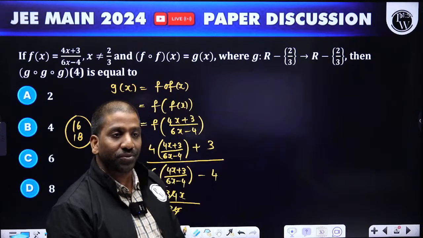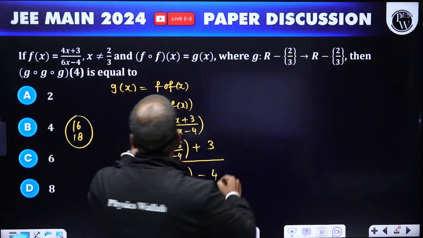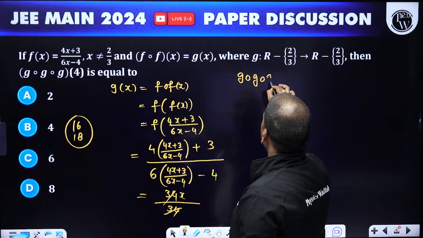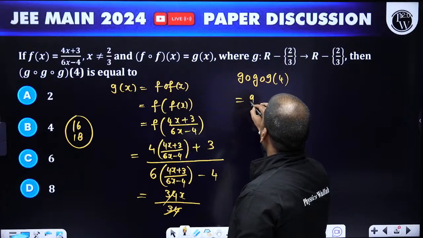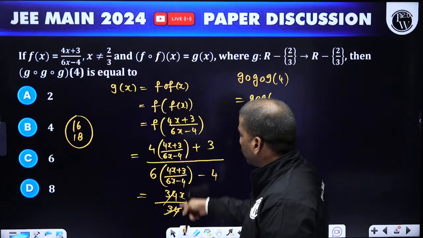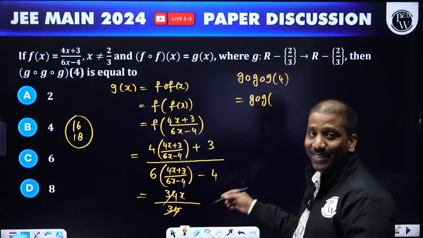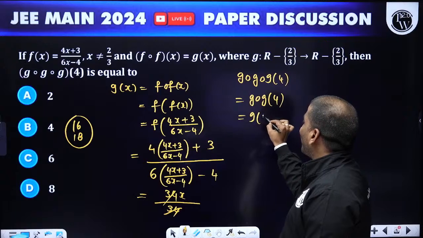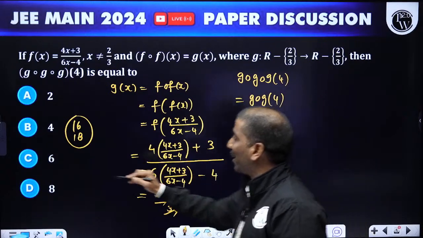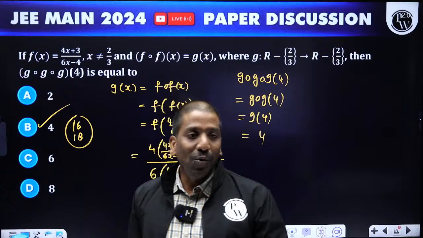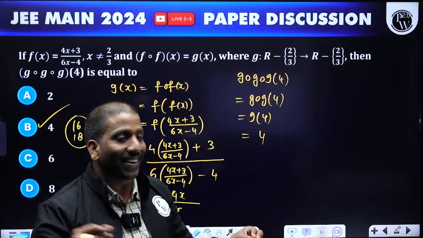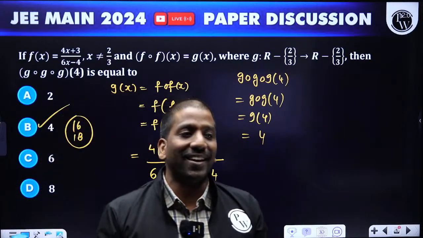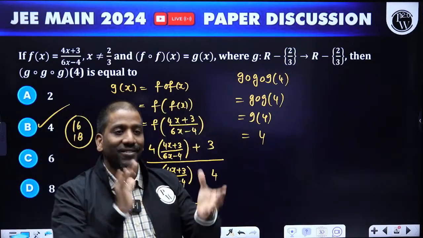Hi Yuvraj. Right. So g of x is equal to f of x. So when g circle g of 4, since g of x is an identity function, g of 4 is 4. So again g of 4 is equal to 4, so that is 4 only. The moment g of x is the identity function, it has gone. Right?